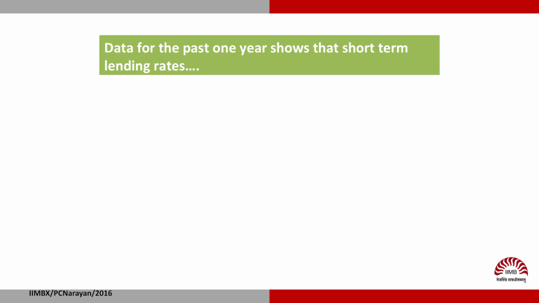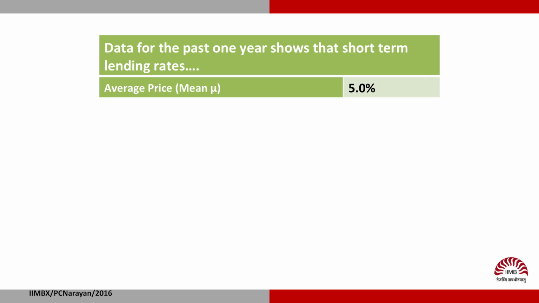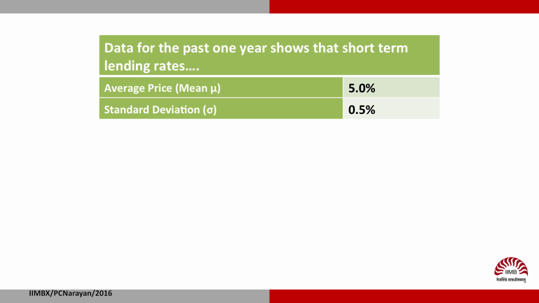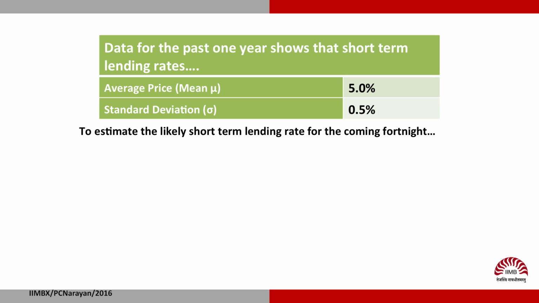Let's look at another example of computing value at risk and how it is put to use. Data for the past 1 year shows us that short-term rates has on an average, that is mean mu, been 5% per annum with a standard deviation sigma of 0.5%. Given the objective to estimate the likely short-term lending rate for the coming fortnight, the computation would be as follows.